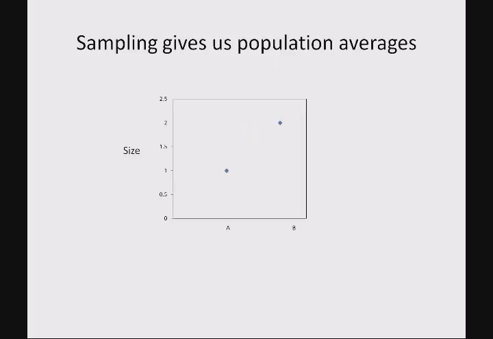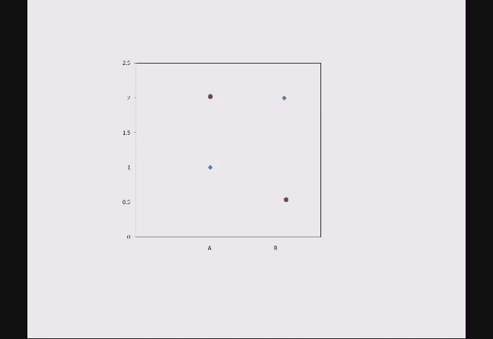So sampling really gives us population averages. If we have two samples, A and B, and we sample one individual from each of them, here we've got an individual of size 1 and another individual in sample B of size 2. We wouldn't accept that those are indicative of the population. Indeed, if we took two more samples, we'll see straight away we've got some variability in both populations.